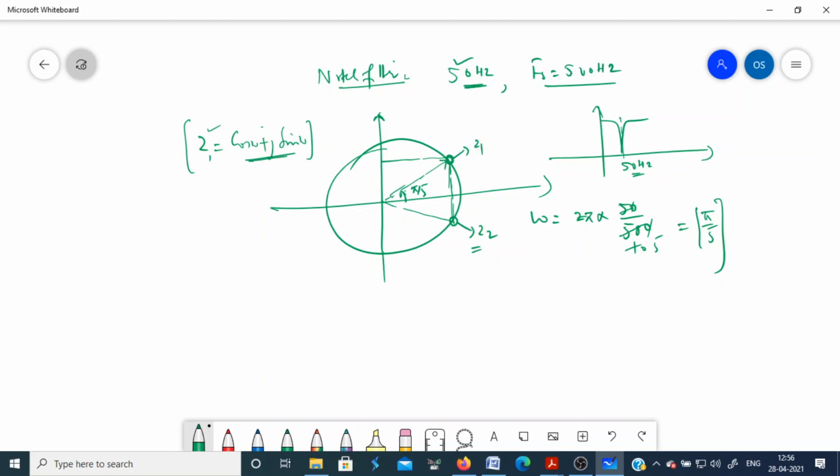And once you get the two roots, you can have a transfer function: 1 minus Z inverse into Z1, into 1 minus Z inverse into Z2. So you will get a filter which is called a notch filter.